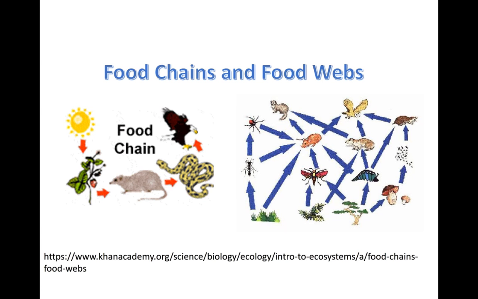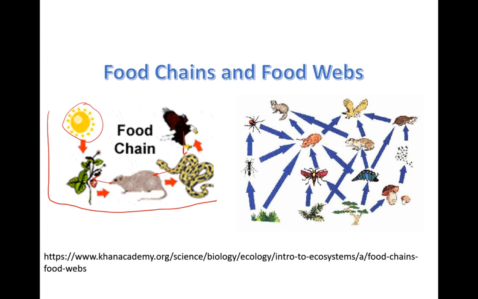A food chain, which is over here on the left, is pretty straightforward. We have the sun, and the sun gives energy to the plant, and then the mouse eats the plant, that gives it energy. And the snake eats the mouse, that gives him energy, and the eagle eats the snake, and that gives the eagle energy. And so where does this all originate from? It all starts from the sun.